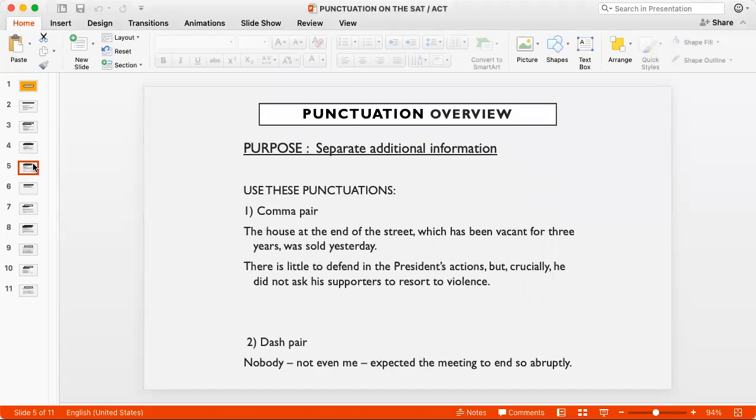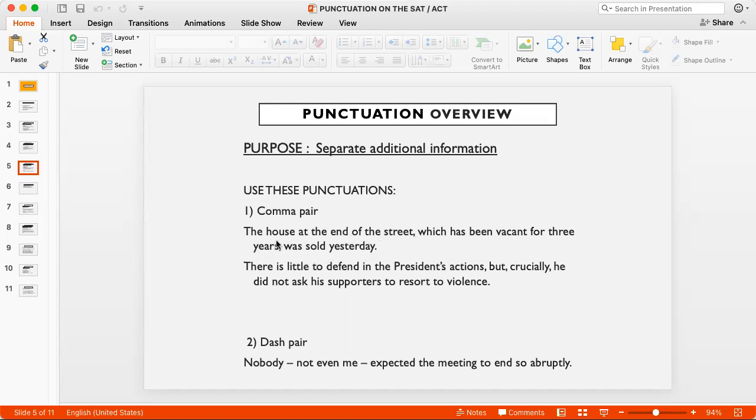What about if I want to separate additional information in a sentence, right? Additional information in a sentence is information that you can take out without affecting the grammatical accuracy of the sentence, right? So the punctuation that you can use is a comma pair or a dash pair, right? So let's understand how this works. The house at the end of the street, comma, which has been vacant for 3 years, comma, was sold yesterday.